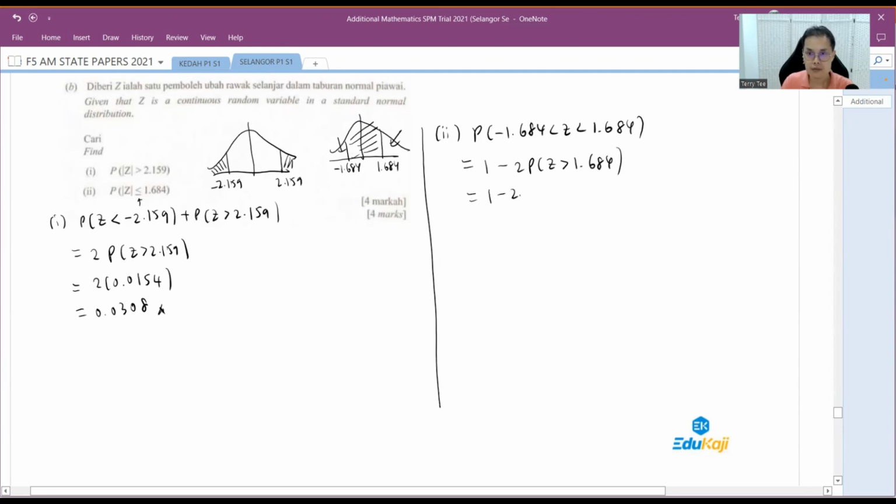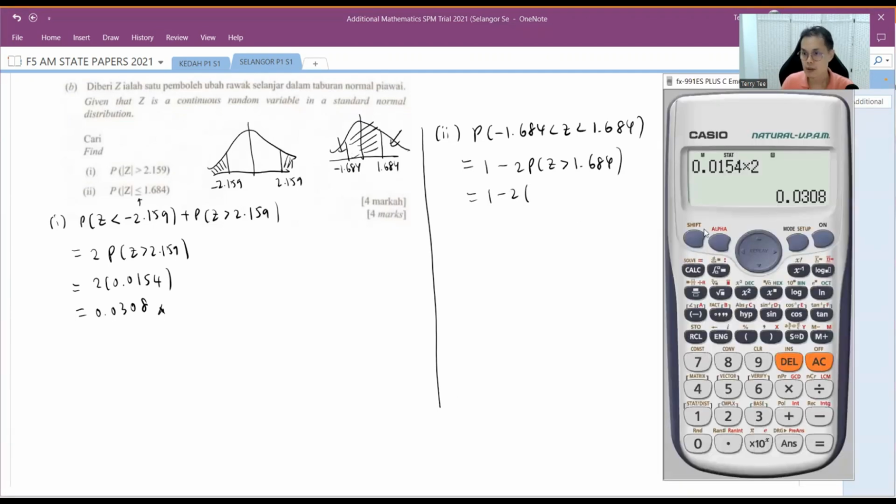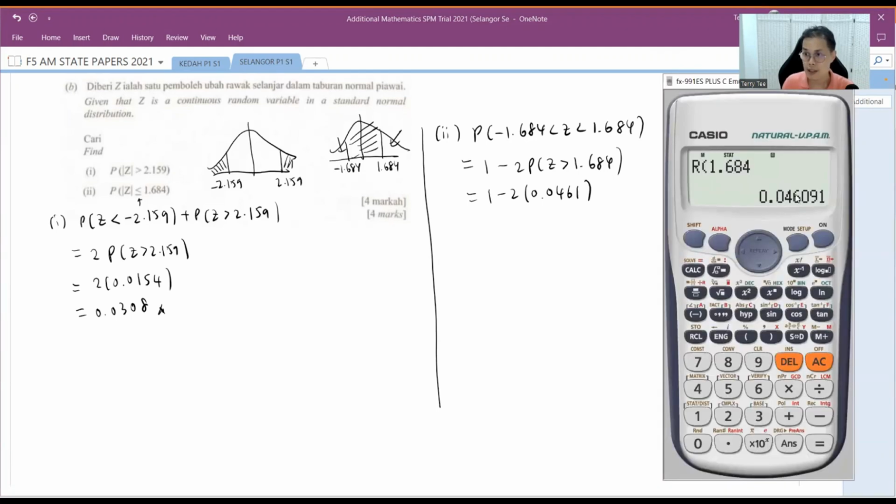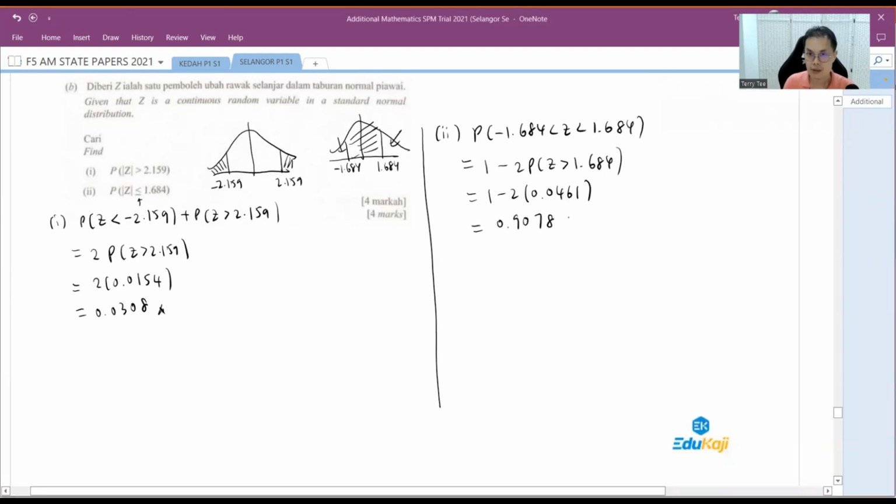Okay, the upper tail for 1.684, use your calculator, shift 1, 5 for distribution, 3 for R, 1.684, and I got 0.0461. So 0.0461. A 4 decimal point would do, because if you take 4 decimal point, it's the same as what you get from the mathematical table most of the time, not all the time. Okay, there you go. 0.9078. Okay.